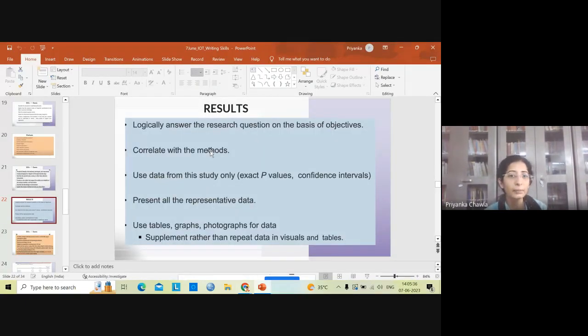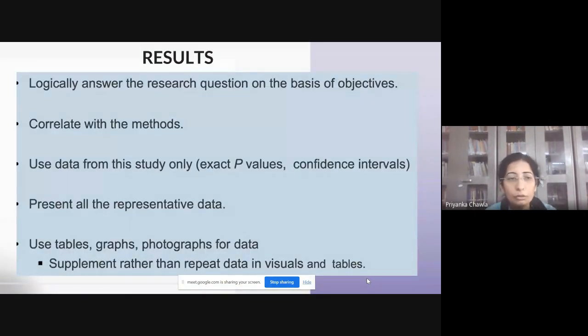Now, coming toward the result part. As I told you, the IMRAD rule is followed. IMRAD means introduction, then we come to the method, and then we come to the result and discussion part. Result means what you have to include in the result section. So you have to answer the research questions. Whatever questions were asked earlier in the introduction part, research questions were framed on the basis of objectives. So you are going to logically answer them with the help of analysis. So correlate the objectives, hypothesis, and result.